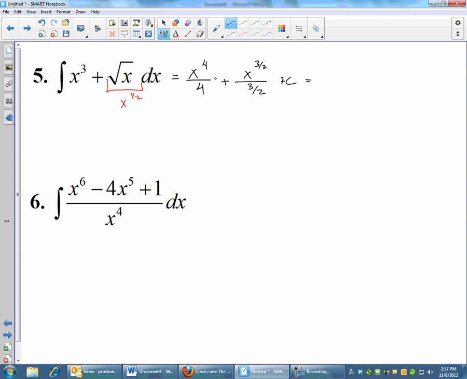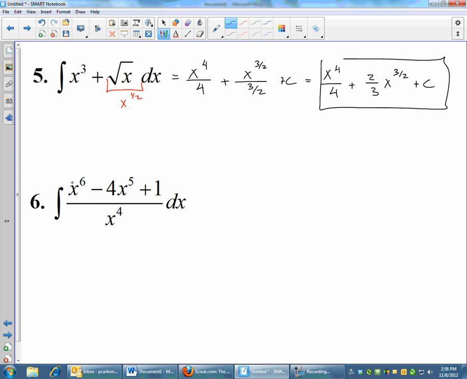Most people, from now on, the way I will write this one is, well, x to the 4th over 4 is pretty sexy. We'll just leave it as it is. But if you divide by 3/2, that's the same thing as multiplying by 2/3. So 2/3 x to the 3/2 plus c. And that would be our answer.